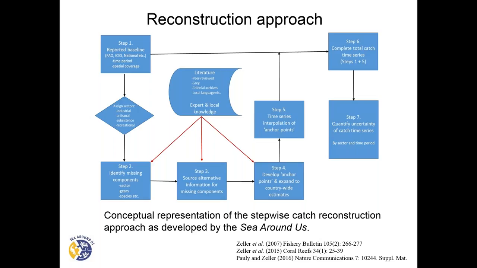We always do this conservatively. We then do conservative interpolation between the anchor points to derive time series. And then we combine these unreported time series with the official reported time series to derive a complete catch time series. And the final step, and the most recent one, step seven, is that we actually quantify the uncertainty of the time series of data.